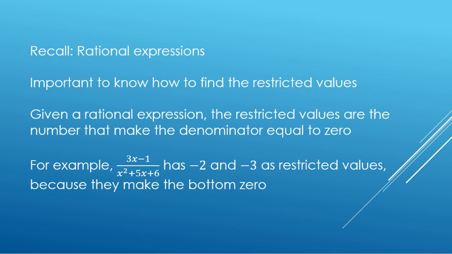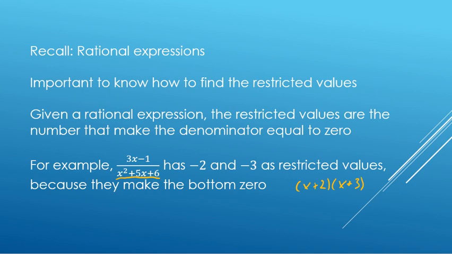As a case in point, I have 3x minus 1 divided by x squared plus 5x plus 6. If I take that bottom part and set it equal to 0 and solve for x, I'm going to get x equals negative 2 and x equals negative 3. I'll let you verify on your own that x squared plus 5x plus 6 breaks down into the factors x plus 2 and x plus 3. Not too complicated to figure out that is indeed what it breaks down into.